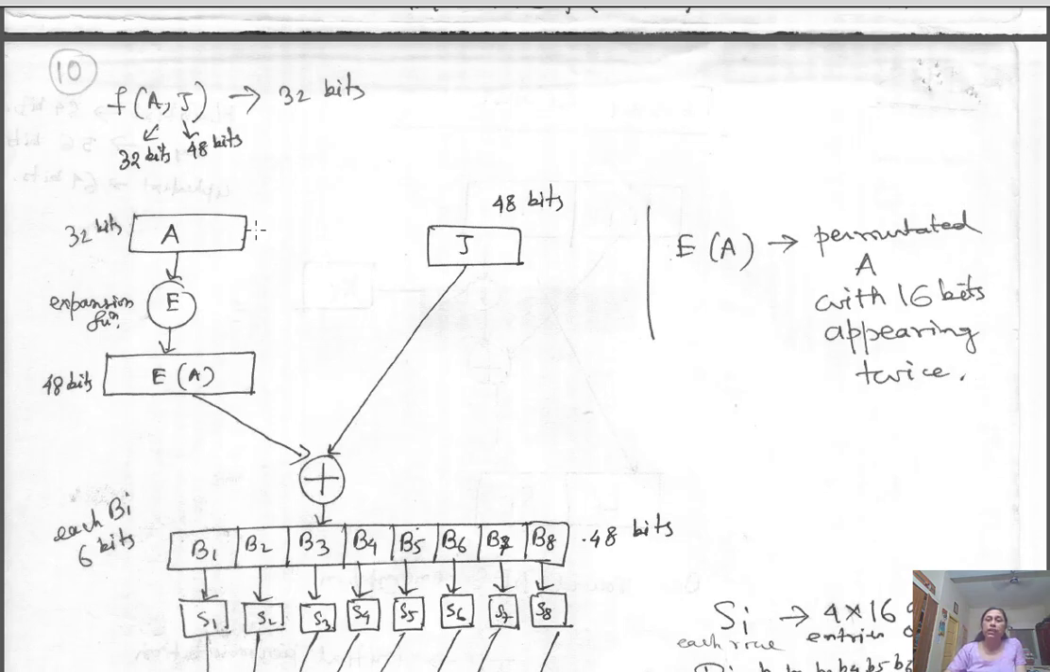So once again, let us go through this F construction. The 32-bit A is first expanded to 48 bits. Expansion I have already mentioned. Essentially A is permuted, and not only permuted, some bits are repeated. 16 bits are repeated, so it becomes 48 bits. Now this permuted and expanded A is XORed with the 48-bit J. And so we get 48 bits. Now from 48 bits you have to shrink it to 32 bits.